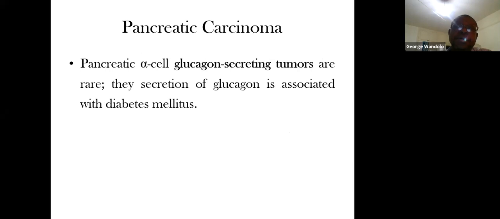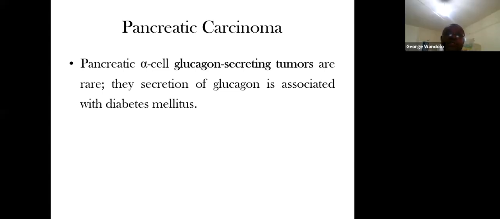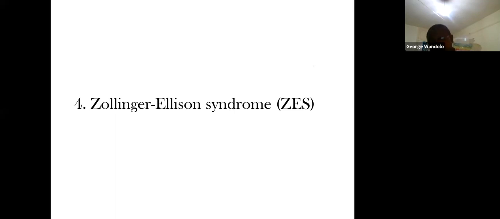All right, good. So pancreatic alpha cell tumors produce glucagon, and glucagon causes increased glucose in circulation. And these are rare tumors that can be associated with diabetes mellitus. Okay. Now we finished with the pancreatic carcinoma.